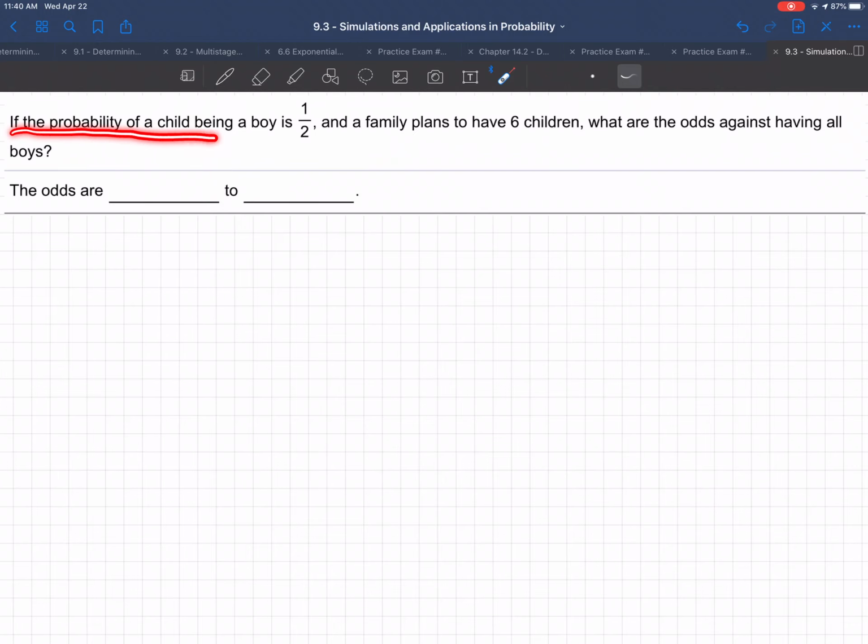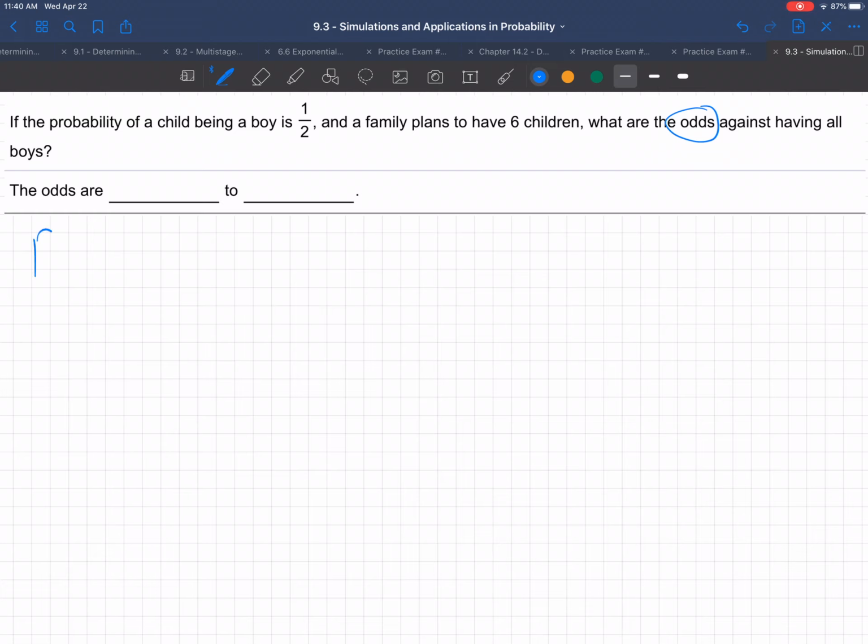If the probability of a child being a boy is a half, and a family plans to have 6 children, what are the odds against having all boys? Well, whenever they ask me odds, I always start with probability. So we know we do need to go back to odds in the end, but let's start first with probability.